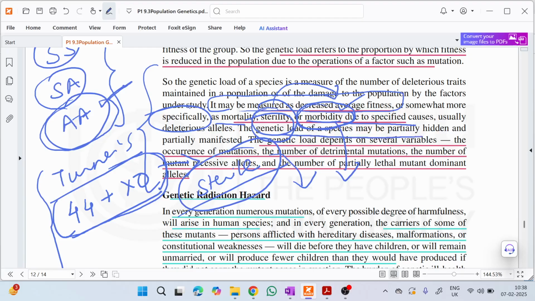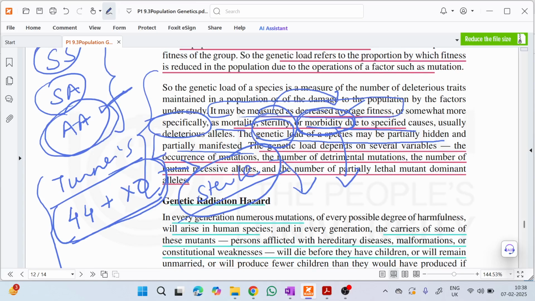Then the genetic load of a species may be partially hidden and partially manifested. So again the same thing, all the consequences, all the results, all the outcomes of genetic load, they do not specifically be expressed in death. Sometimes those outcomes are hidden and partially manifested. जैसे sterility देख लिया, morbidity देख लिया, and कुछ disease है जैसे genetic disease हो गया, congenital deformities हो गया, बहुत सारे children होते हैं they are born with deformities.